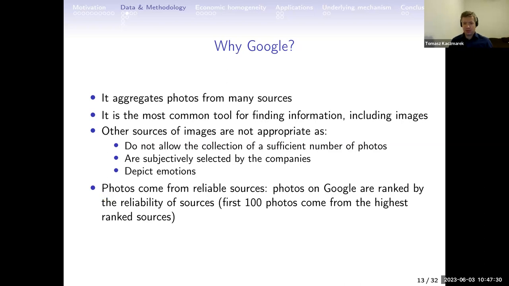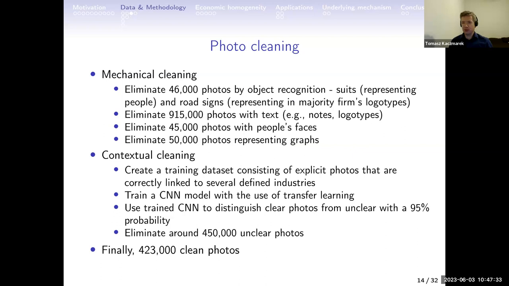sources. When we download 2 million photos, obviously, the majority of them are not thematically related to our research. So we perform a deep photo cleaning. We start with the mechanical cleaning, where the biggest task is to eliminate people's faces. We don't want to process people's faces. Also logotypes, which is important, and all text that is put into the photos. So all photos with text are eliminated.